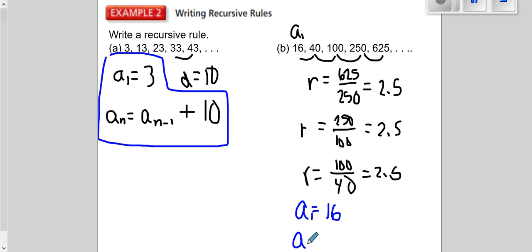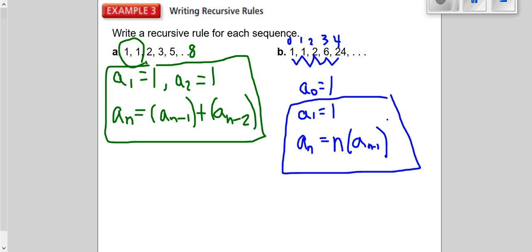Once you know the starting number, you can take the starting number, multiply it by... so a sub 0 is 1, a sub n is n times a sub n minus 1. That's what they did. Now, I did it a little different.